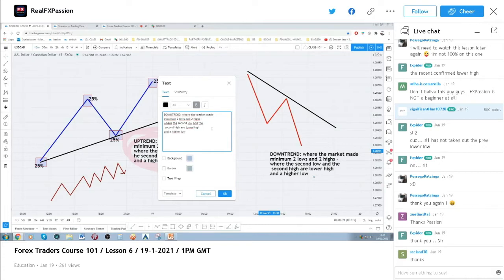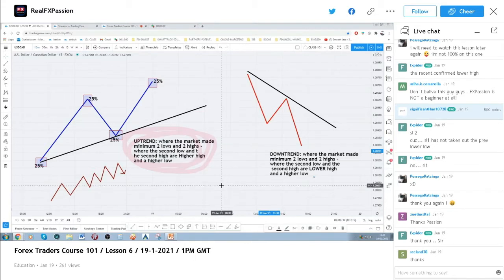They are calling and messaging. So two highs and two lows, where the second low and the second high are lower highs and lower lows, right? Lower high and lower low.